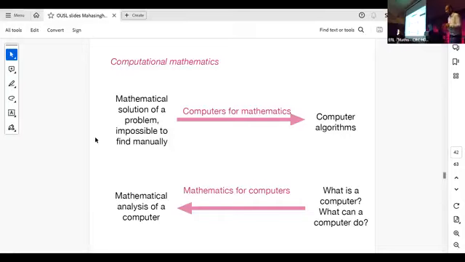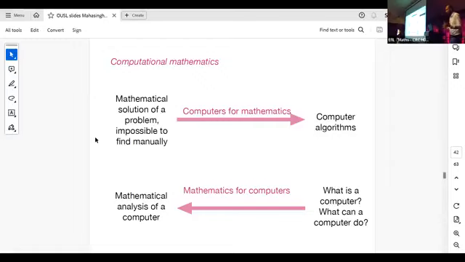So this is twofold. Computers for mathematics: we may have some real problems that require mathematical solutions but are impossible to compute manually, so we seek the help of computers. We use computers to solve those problems. That is one aspect of computational mathematics, computers for mathematics. Then we have computer algorithms to solve these problems.